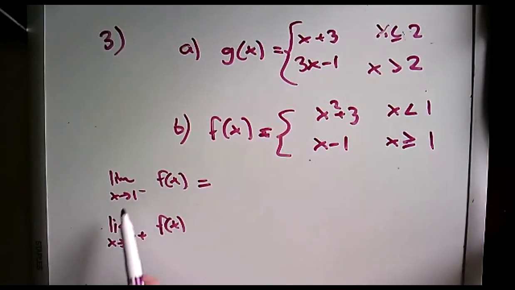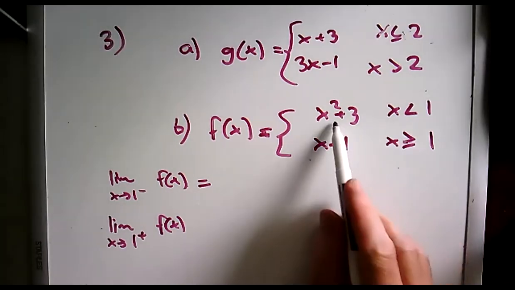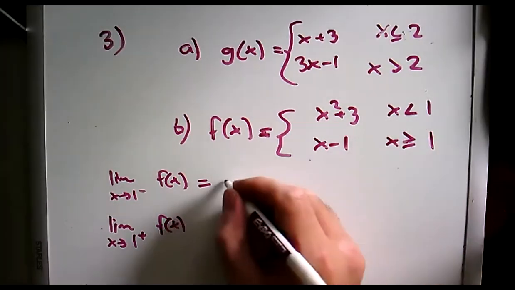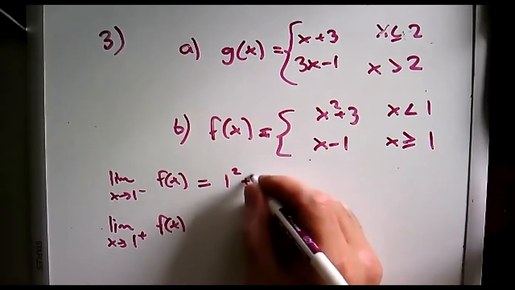Okay, so to take the limit of f of x as x approaches 1 from the left, we're going to plug 1 into the first part of our definition here, which gives us 1 squared plus 3.